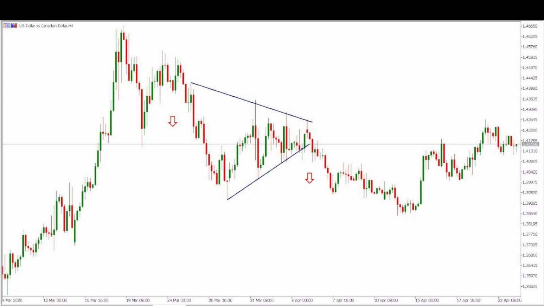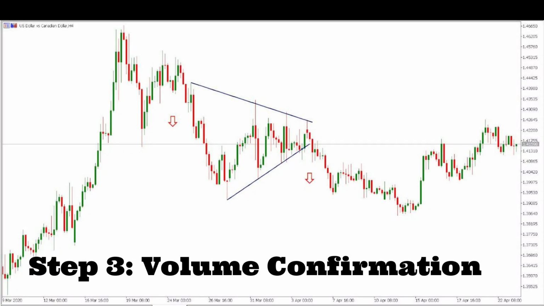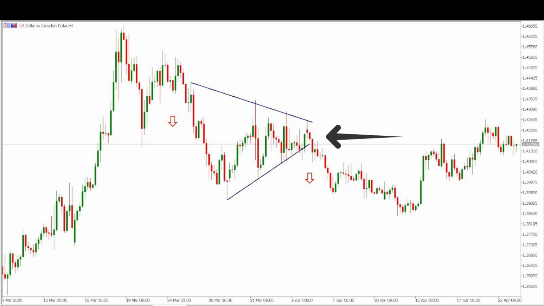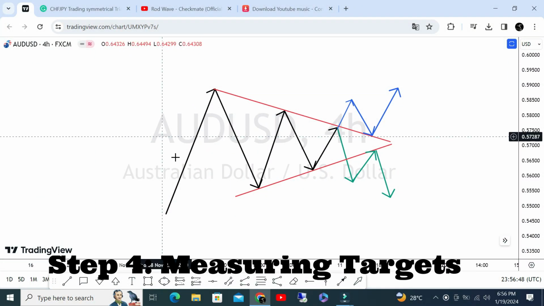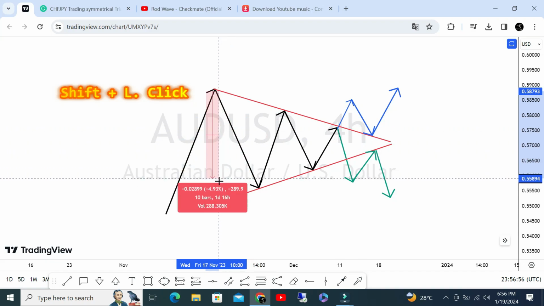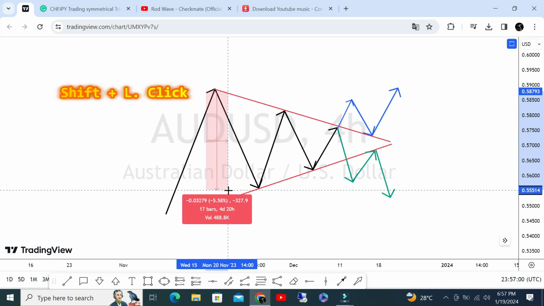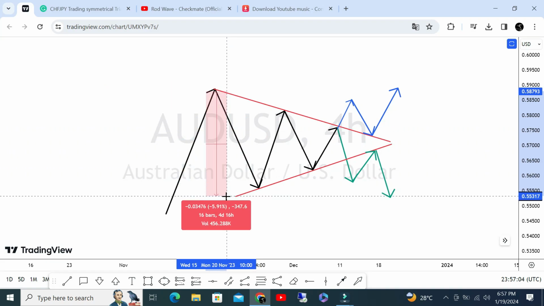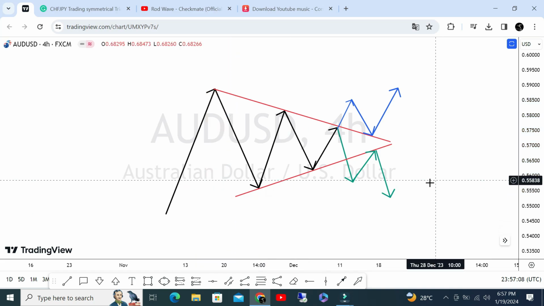Step 3. Volume confirmation. A breakout accompanied by a surge in volume adds credibility to the move. Higher volume suggests stronger market conviction in the direction of the breakout. Step 4. Measuring targets. Use the height of the triangle to estimate the potential price target after the breakout. Add or subtract this height from the breakout point to project the potential price move.